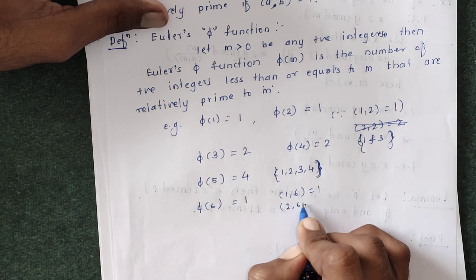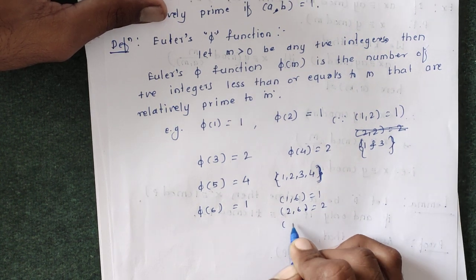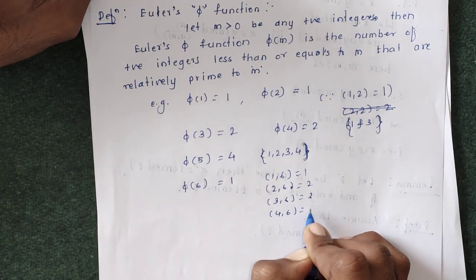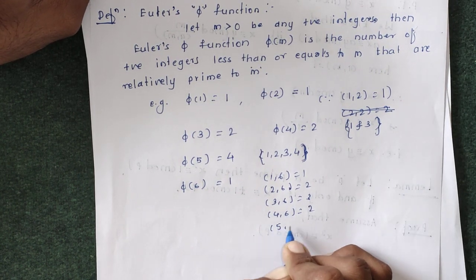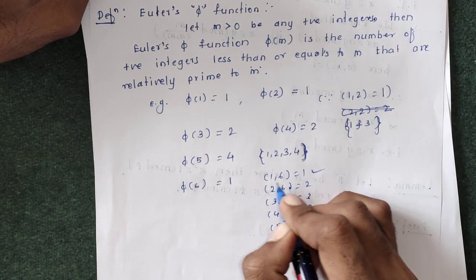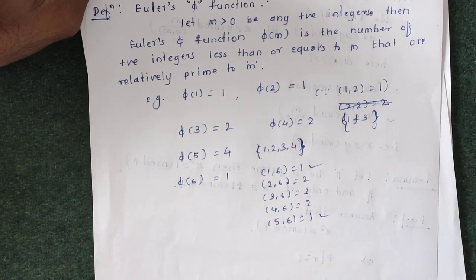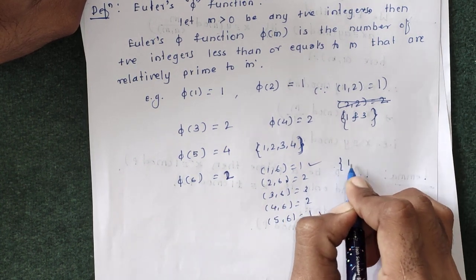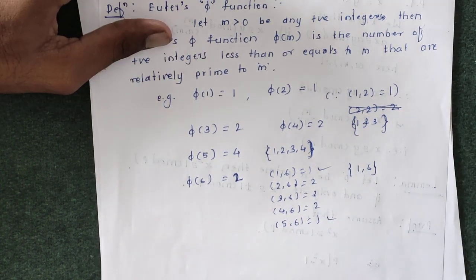GCD of 2 and 6 is equal to 2. GCD of 3 and 6 is equal to 3. GCD of 4 and 6 is equal to 2, but GCD of 5 and 6 is again equal to 1. So this number 1 and this number 5 are relatively prime to 6. 1 and 5 are the 2 numbers relatively prime to 6.